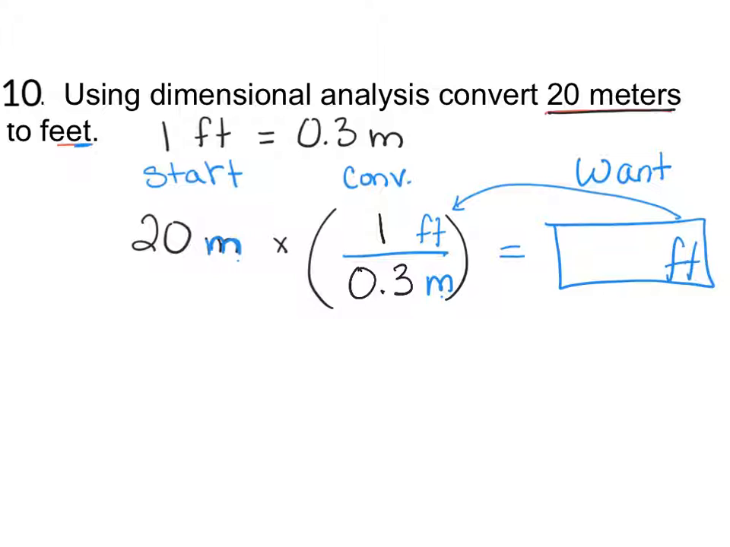Now, as dimensional analysis, I need to cross off my meters. So when I cross them off, because it's meters divided by meters, those will go away. The meters will go away, and I'm left with feet, and that's why I have feet as my answer. So now I just have 20, and then in this case, it's divided by 0.3. So 20 divided by 0.3.